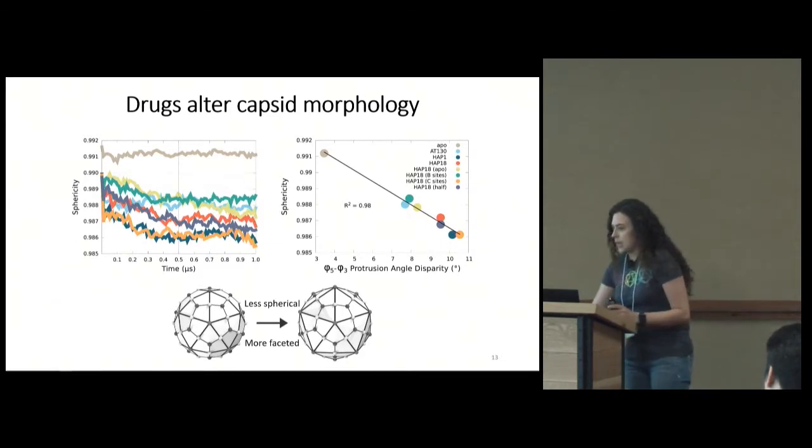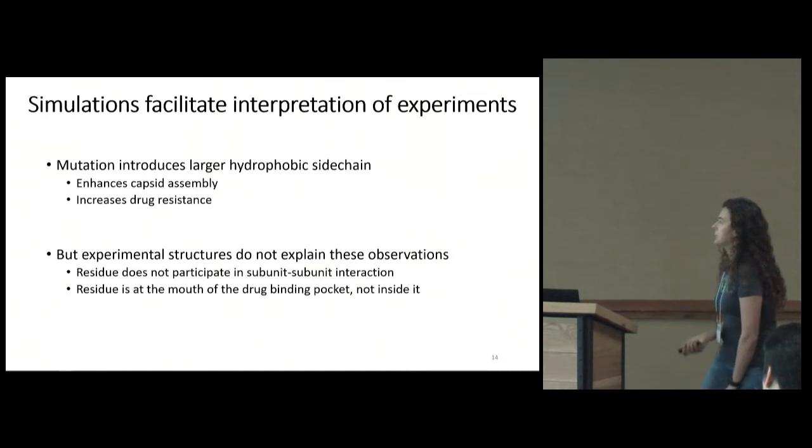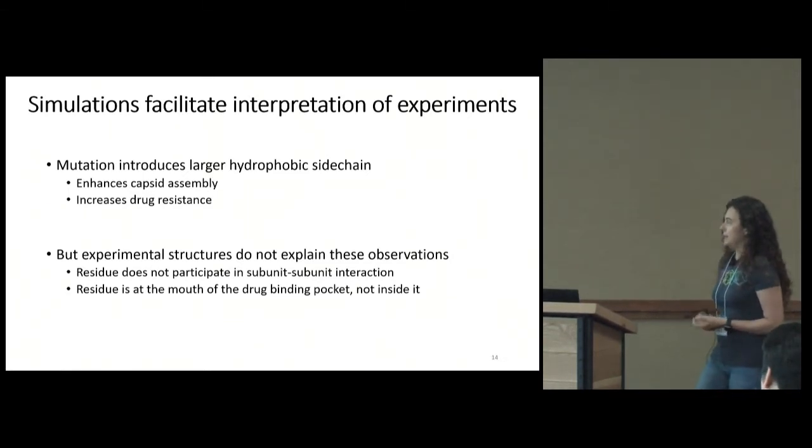I think something cool that's come out of this drug-bound capsid work started with an email that my collaborator sent me. And he's like, Jodi, I have a problem. I have this mutation I'm doing, and the mutation both enhances capsid assembly and increases drug resistance, but I don't understand why, because when I look at the experimental structure, the residue I'm mutating doesn't participate in any of the subunit interfaces, so I don't understand why it would affect assembly.